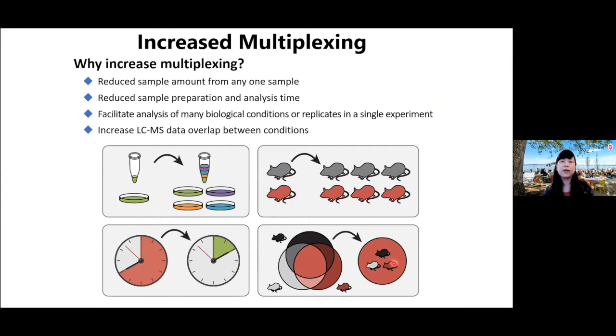There are a number of key advantages to increasing multiplexing. For example, this helps us reduce the amount of any one sample needed for analysis. This also often translates to reduced sample preparation or analysis time. And if you're using a facility instrument, the saving of instrument time is a great bonus. Also, increasingly we're asked to look at a large number of biological conditions or replicates in a single experiment. Finally, this also helps to increase the LC-MS data overlap between conditions.